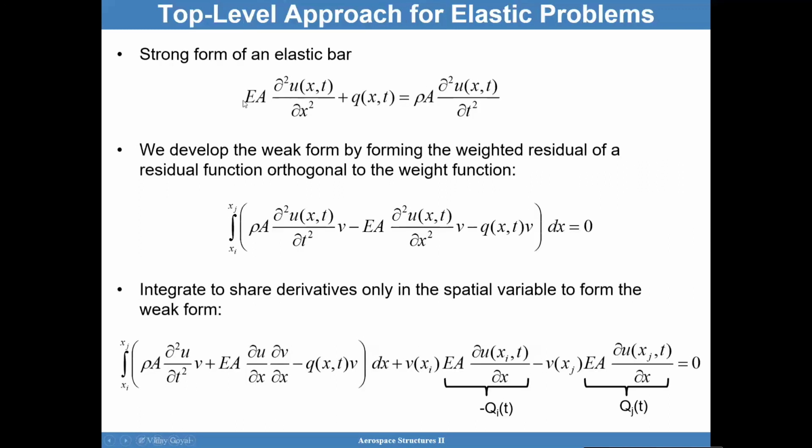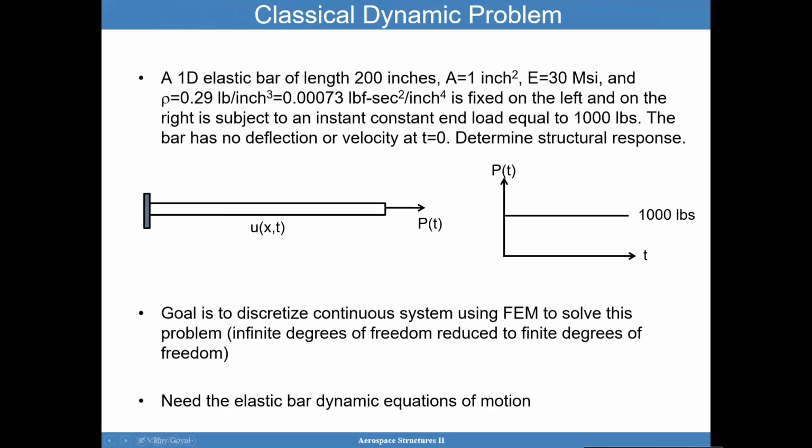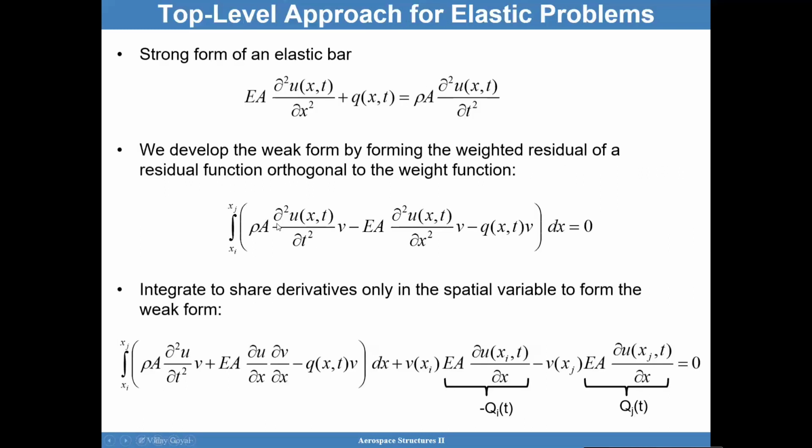So given the loading applied, E is the modulus, u is the axial deflection as a function of x, and it's also a function of time. And then I could have a distributed load applied that's also a function of x and time, and that's equal to m, the mass, times acceleration. In this case, it's density times the cross-sectional area, times the second partial derivative of u with respect to time.